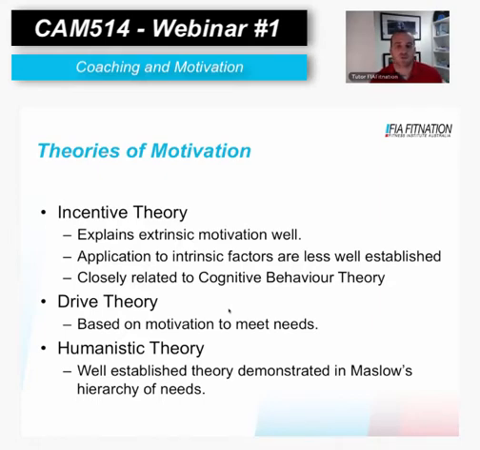Now obviously we can make that much more complex. If someone has that need of having an appearance in a certain way, they want to lose weight, then that is their need that they're trying to meet. So hopefully they would be motivated through the drive theory explanation to take the actions that are required there. The last one we have is the humanistic theory, which is demonstrated really well in Maslow's hierarchy of needs, which is what we're going to move on and look at now.